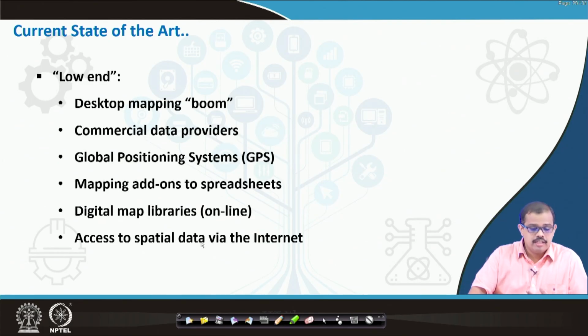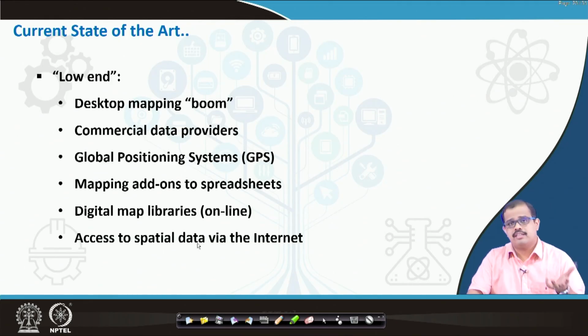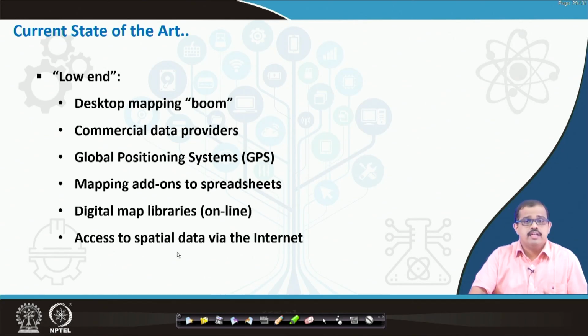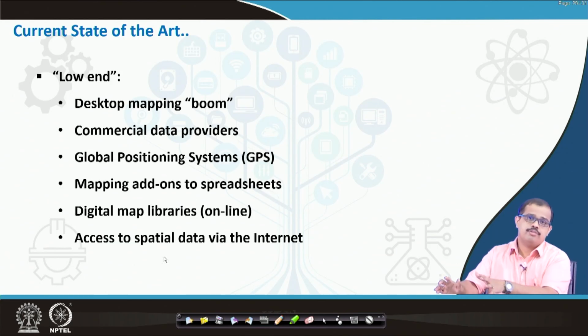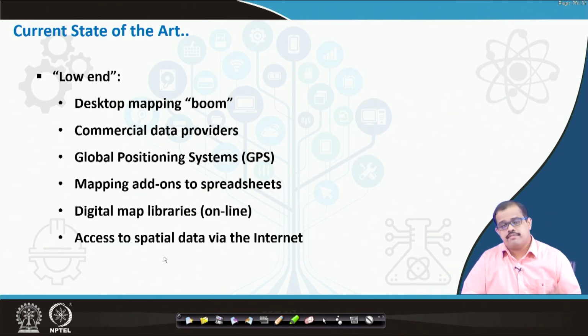And when we look at low end, it is desktop mapping, and commercial data providers, many of whom don't allow you to rephrase or look at your data, or map your data in a different way. It won't be allowed. Such things are considered to be low end. And you have mapping add-ons on spreadsheets, global positioning system, digital map libraries, and access to spatial data via the internet. So these are all considered to be secondary sources. So it's kind of a low end.